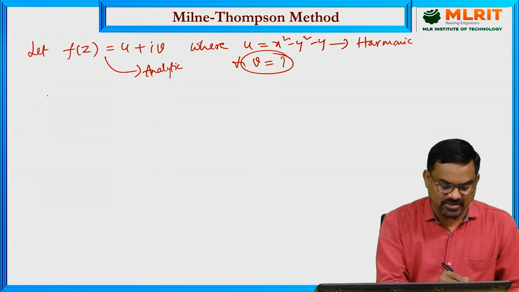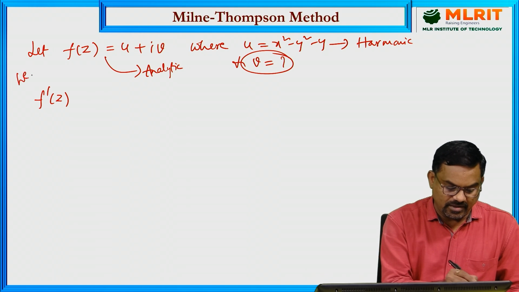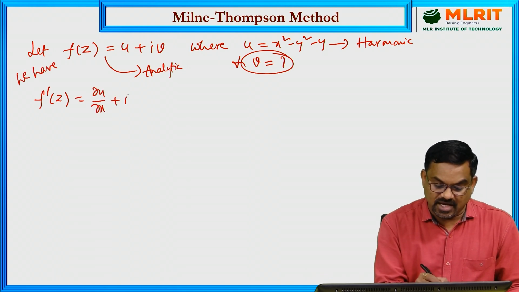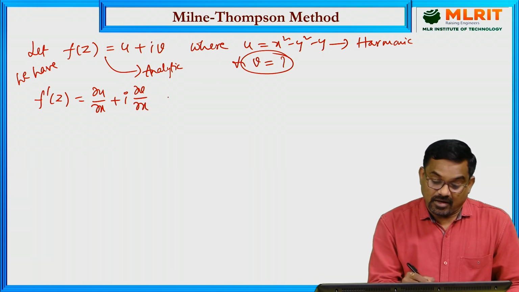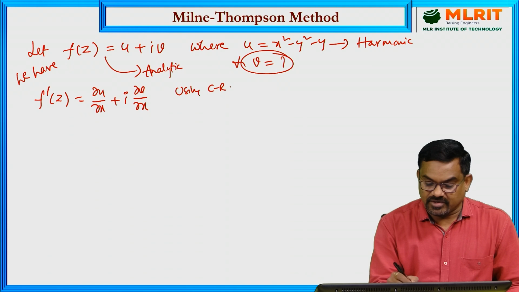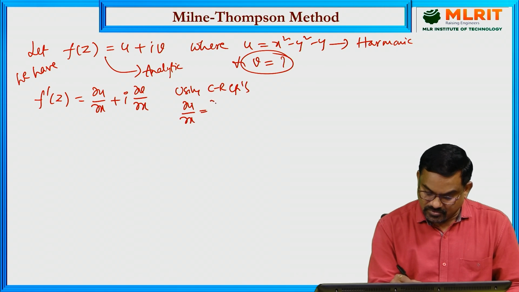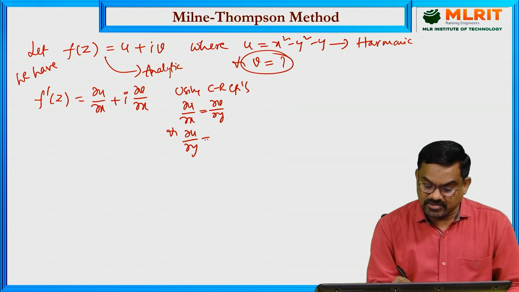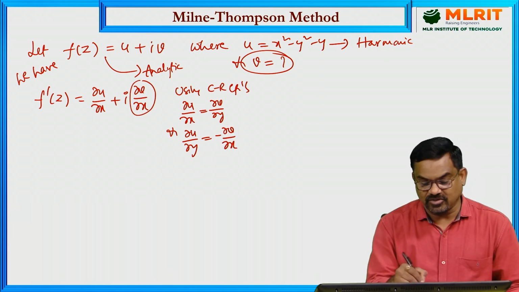In Milne-Thomson method, we consider f dash z. So we have f dash z is dou u by dou x plus i into dou v by dou x. But here v is unknown. Using CR equations, what are CR equations? Dou u by dou x is dou v by dou y. This is the first one, and dou u by dou y is minus dou v by dou x. So we can replace this dou v by dou x by minus dou u by dou y.